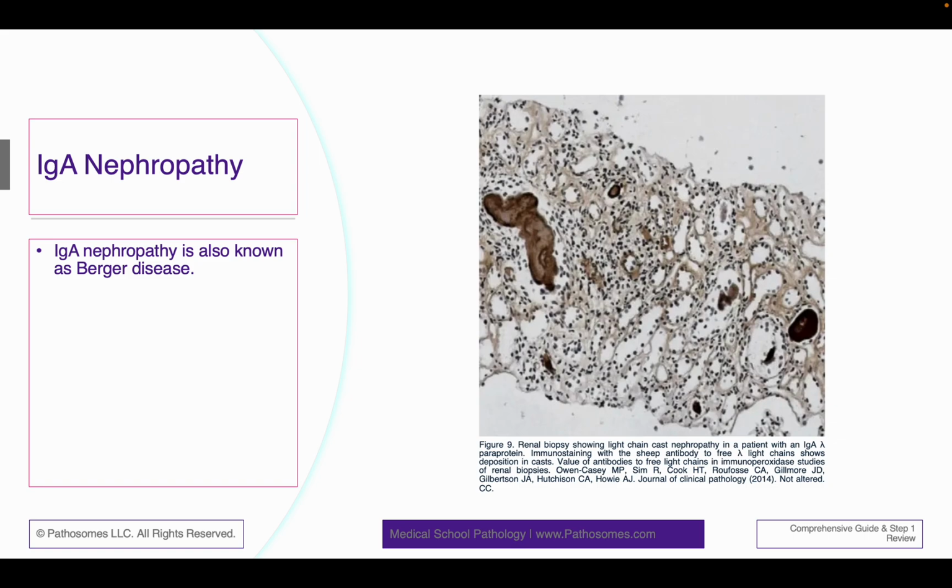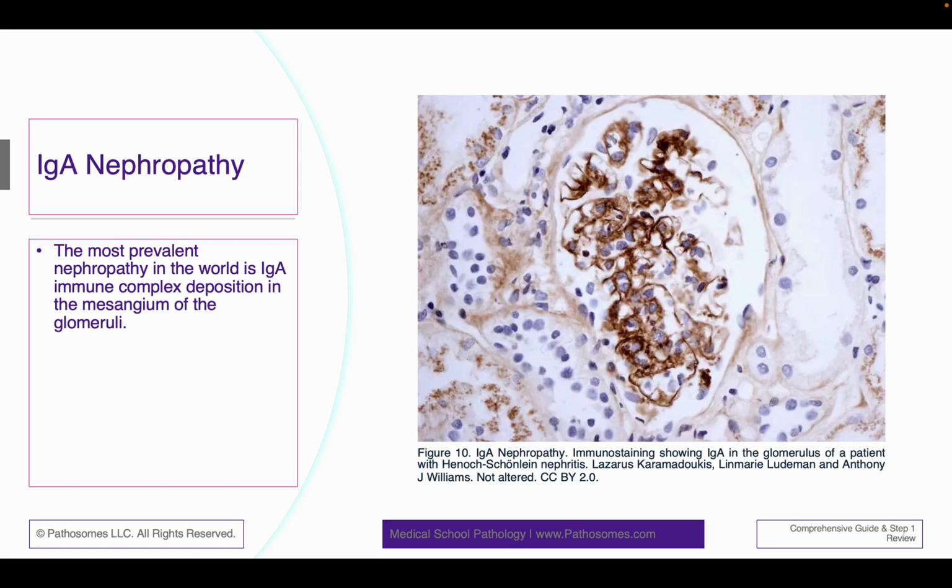Now let's talk about IgA nephropathy. IgA nephropathy is also known as Berger disease. To the right here, we can see a renal biopsy showing light chain cast nephropathy in a patient with an IgA lambda paraprotein. Note the deposits within the cast. The most prevalent nephropathy in the world is IgA immune complex deposition in the mesangium of the glomeruli. We can see IgA nephropathy in this image here, and note the immunostains actually staining the IgA in the glomerulus of this patient with Henoch-Schonlein nephritis.